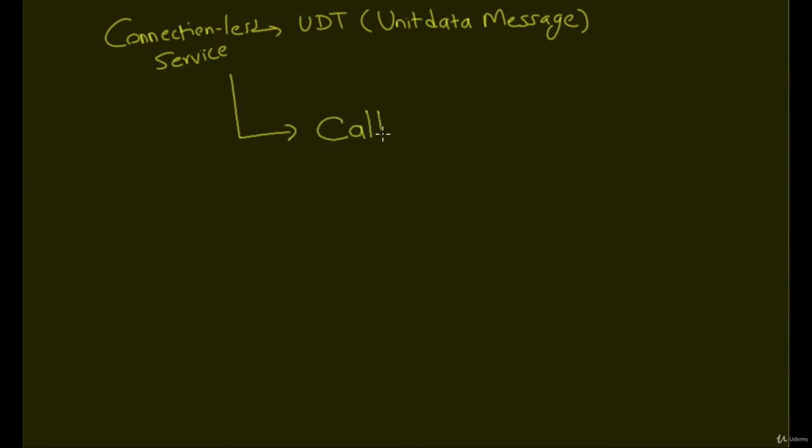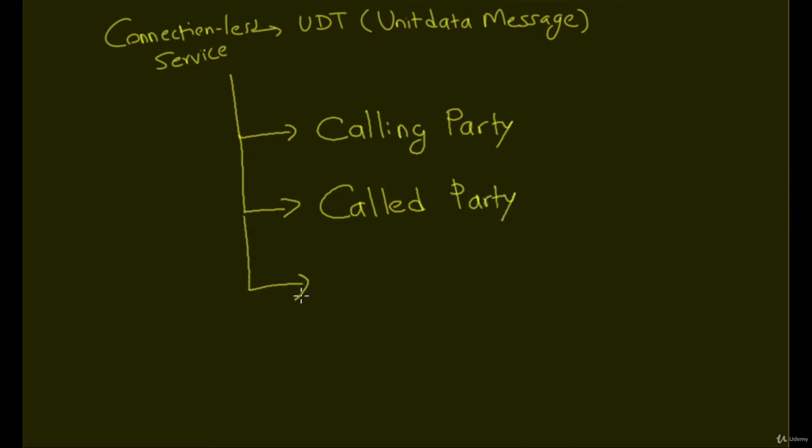is the calling party information. Number two is the called party information. Number three is the data itself. So it's the data which is coming from the higher layer. So basically it's the main payload which is being transferred from source to destination.